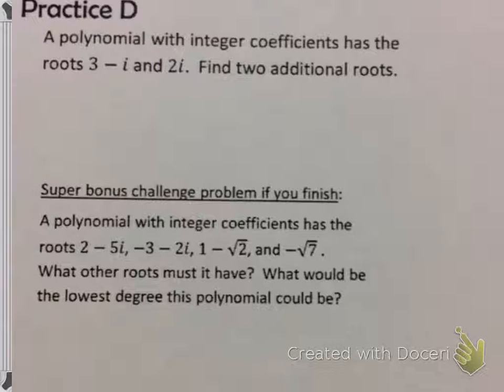Same thing on this one. A polynomial with integer coefficients has these roots. Find two other roots. Well, if it has 3 minus i, it also has 3 plus i. And if it has 2i, it also has a negative 2i.